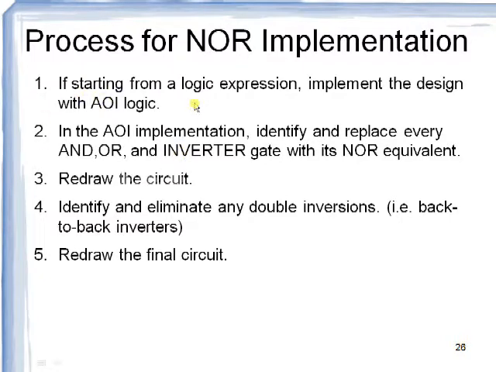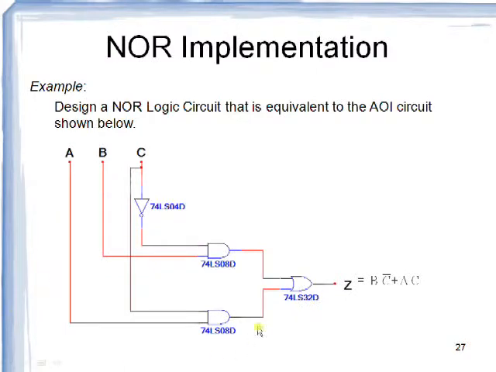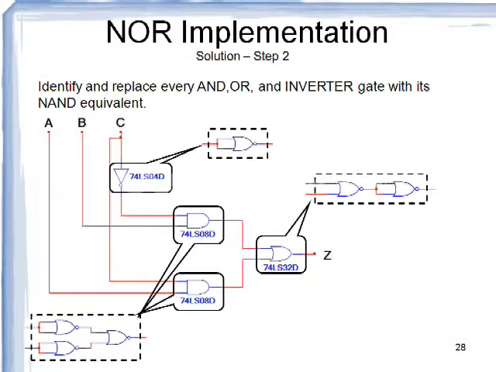Okay, we have to implement the AOI logic first, and then we have to replace AND, OR and inverter inside that AOI logic with NOR equivalents, redraw the circuit, identify and eliminate the double inversions, and then redraw the final circuit. So this is the circuit again.